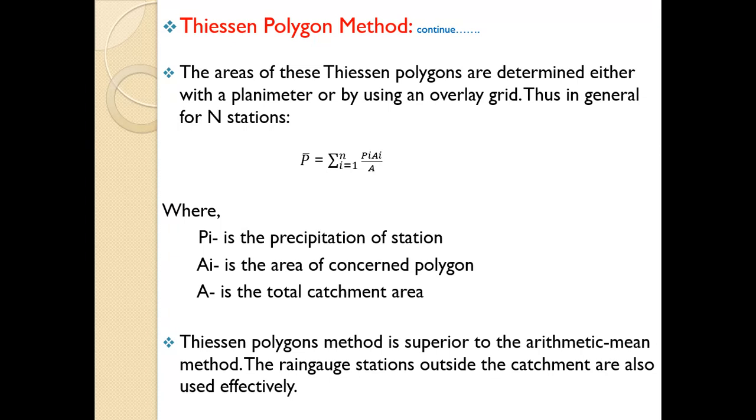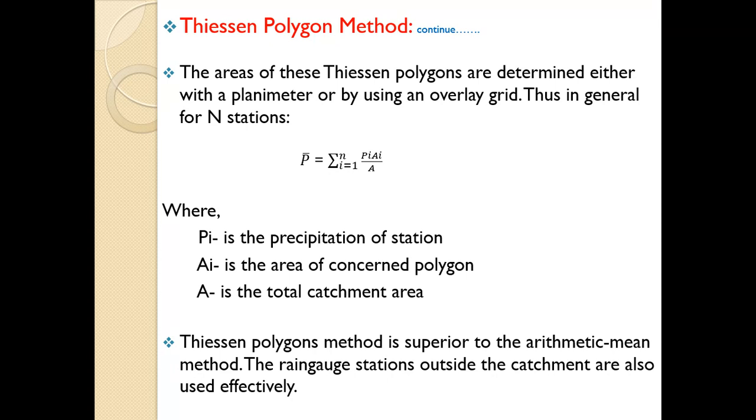The areas of these Thiessen polygons are determined either with a planimeter or by using an overlay grid. Thus, in general, for n stations, the average precipitation P bar equals summation of Pi Ai divided by A. So how do we find the P average? P average equals summation of Pi Ai from i equals 1 to n divided by A.